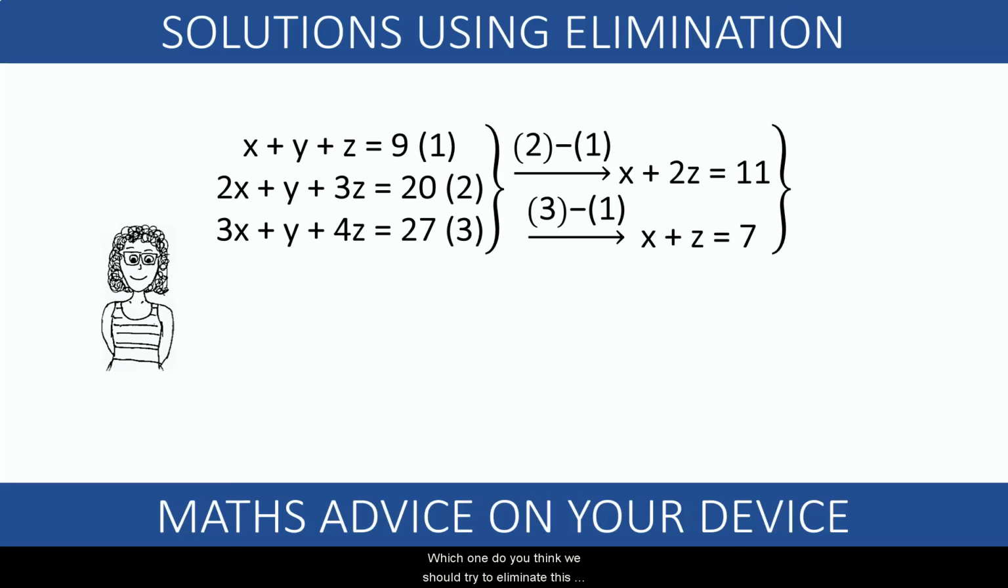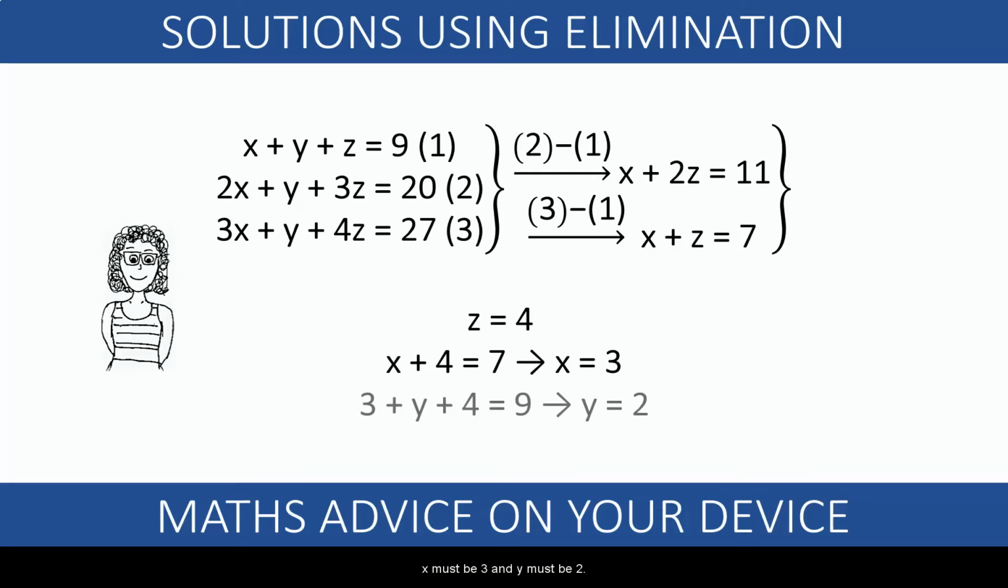Now, we repeat the process. Which one do you think we should try to eliminate this time? That's right, the x's, because we have the same amount. So by subtracting both equations, 1z equals 4. X must be 3 and y must be 2.